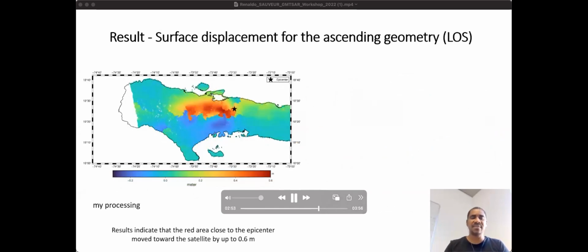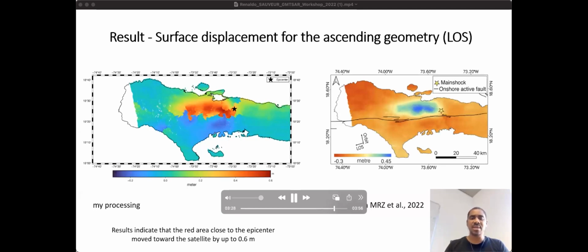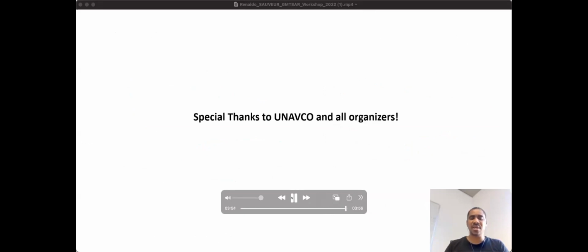The second result I have is the surface displacement for the ascending geometry in the line of sight direction. The phase values contained in the previous interferogram are converted into displacement. We can see on the west part of the epicenter an obvious red pattern, which indicates the surface displacement in the line of sight direction. Again, I compare my result with the same published paper. We can see that the two surface displacements are quite similar, except that in my case the peak value is around 0.6, and in this case it has around 0.5 for the peak value. Other than that, the two surface displacements are quite similar. And that's all. Special thanks to UNAVCO and all organizers.